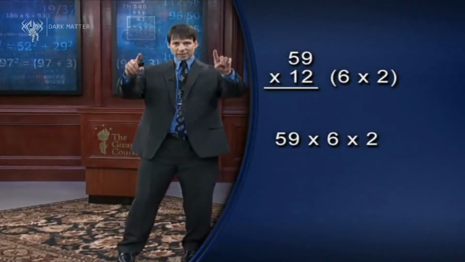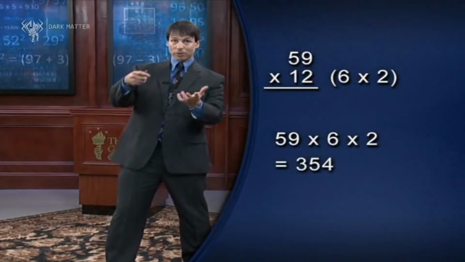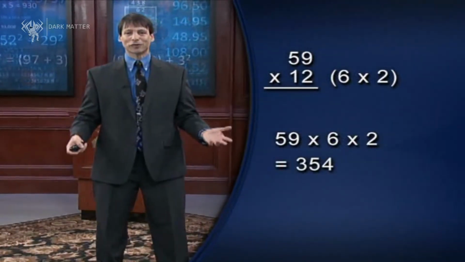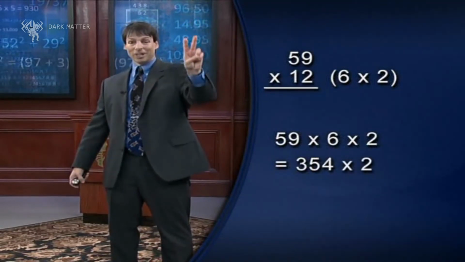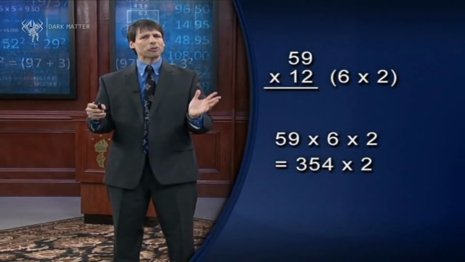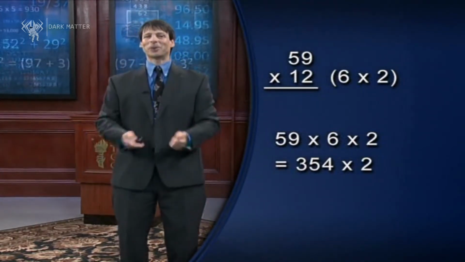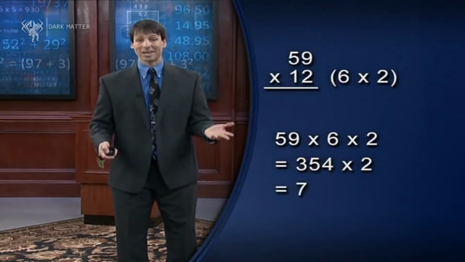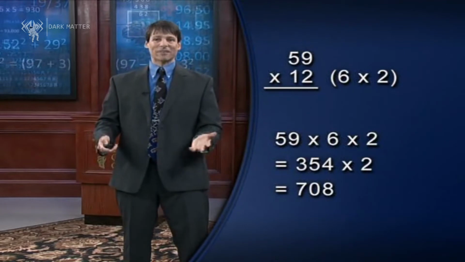So we do 59 times 6. What's that? That's an easy 2 by 1. It's 300 plus 54, 354, and now we multiply that by 2. 354 times 2 is a not too bad 3 by 1 problem, because 2 times 350, do that all at once, is 700. And 2 times 4 is 8, so there's your answer, $708.